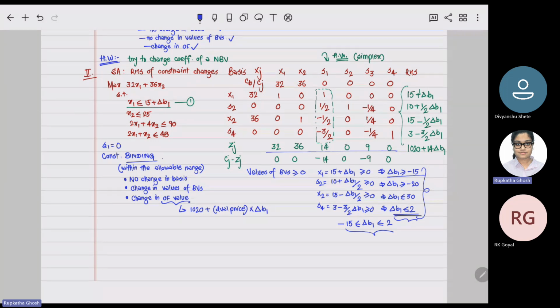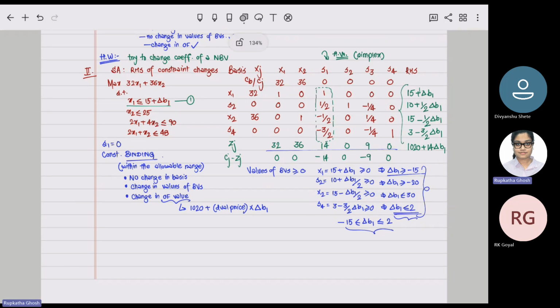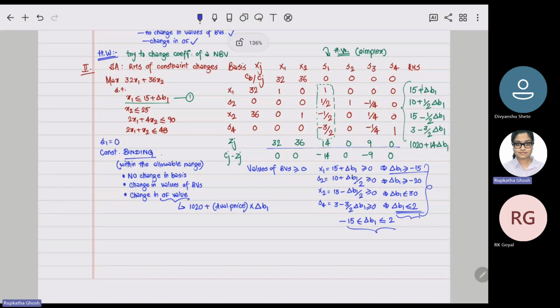So what is dual price? From here only, slowly, we will try to build up the concept of duality. That is something I'll probably cover tomorrow or the day after, maybe next week. So what is dual price? Anyone has an idea? I will just give a small definition for you to understand.